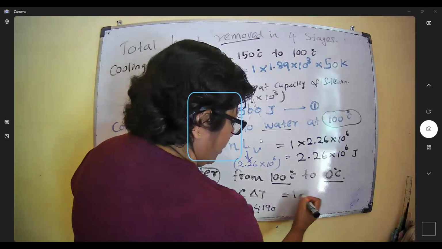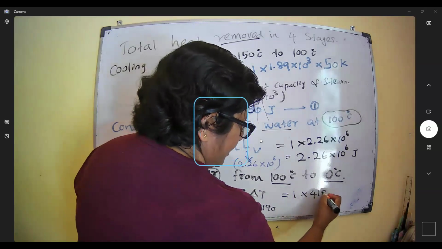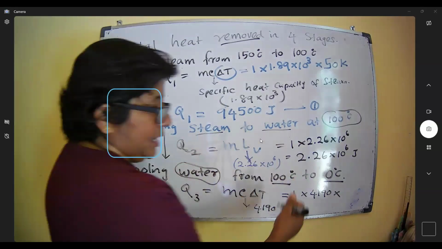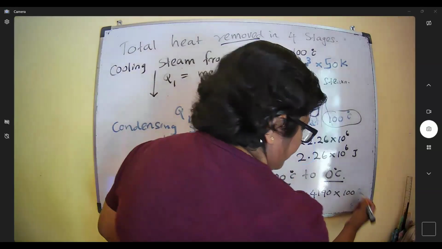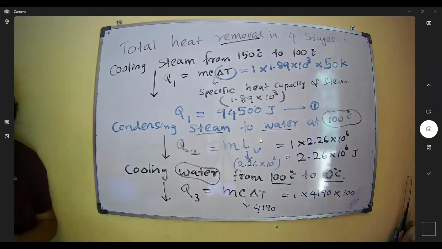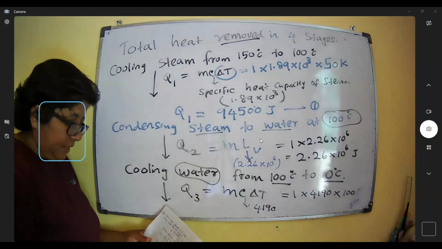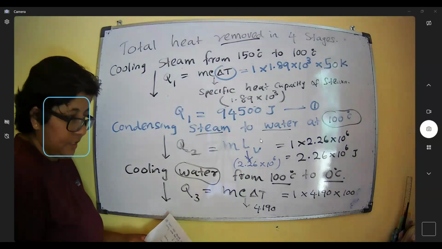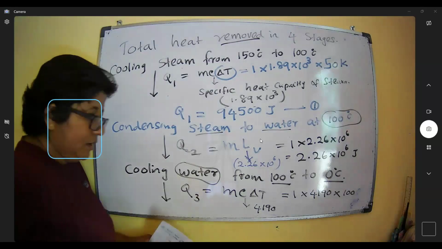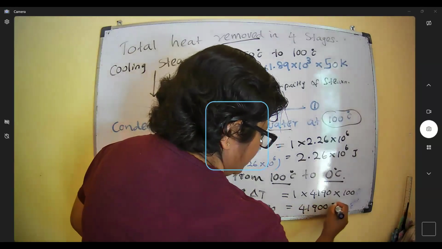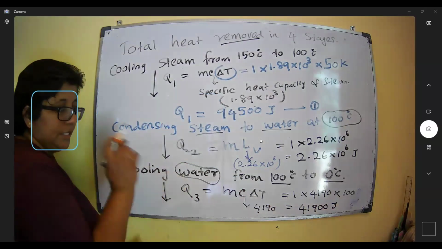Mass is 1 kilogram, c is 4,190, and delta T is 100 Celsius to 0 Celsius. The temperature change is 100. Right? Then we multiply this by 100 Celsius. Then the answer for cooling water from 100 Celsius to 0 Celsius is equal to 41,900 joule. Right? Then we found the third step.